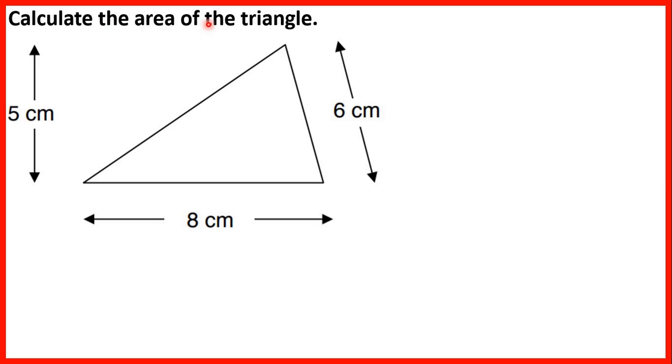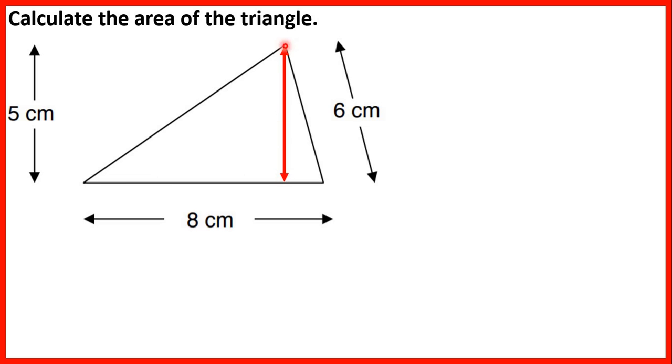Calculate the area of the triangle. So the area of the triangle is the amount of space that it takes up, and we find the area of a triangle by multiplying the base times the height and then dividing by 2. So we can see that the base of our triangle is 8 centimetres, and then the height is from the base to the highest point, so that's this line here.